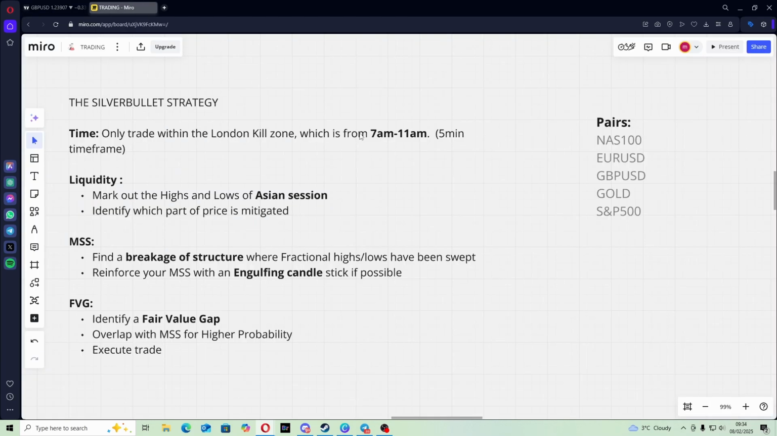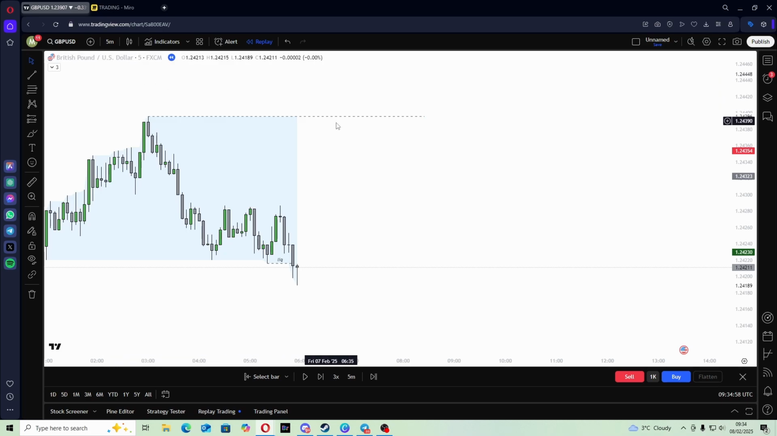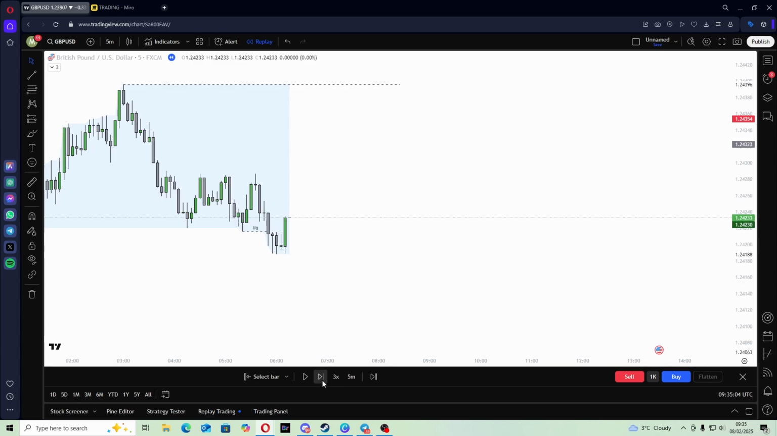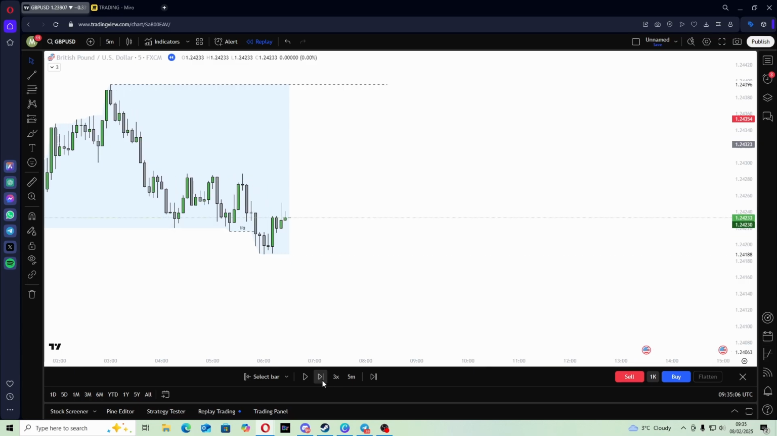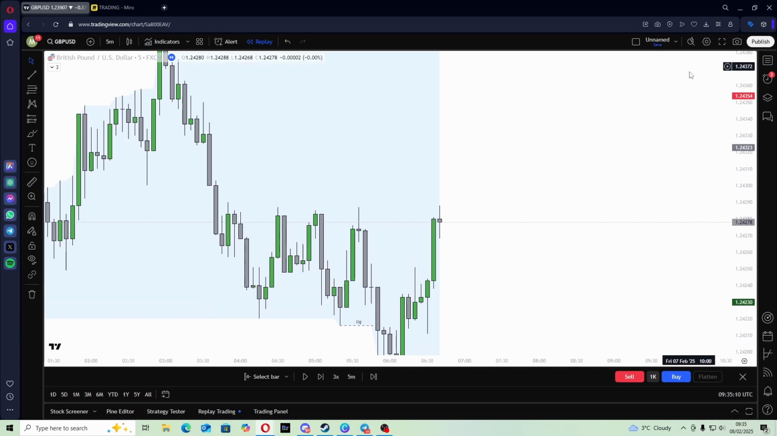So after we got this liquidity sweep, what we need to do is find a breakage of structure, okay? This breakage of structure where fractional highs and lows have been swept. So in this instance, we need to find a breakage of structure where fractional highs have been swept, right? So if I play price forward, we just need to get a fractional high, and then we can actually look to sweep that. So you can see we've got one right here.